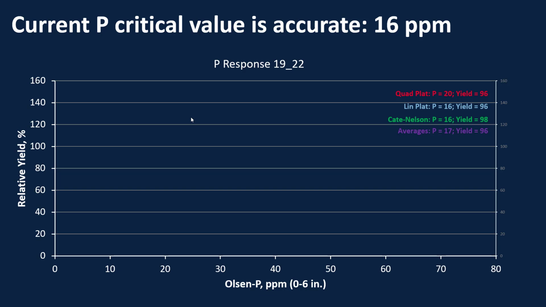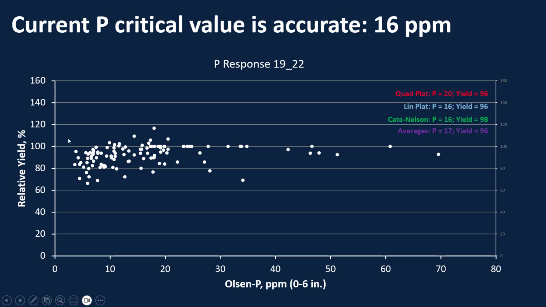So if we look at our current system, our current critical value is 16 parts per million. If we look at data from the last few years, it looks about like this. So we can see there's a general trend. We look at our relative yield going from 0 to 100% or so. We see an increase in yield, kind of below 100% here. It kind of goes up to right around 100% in this area here.